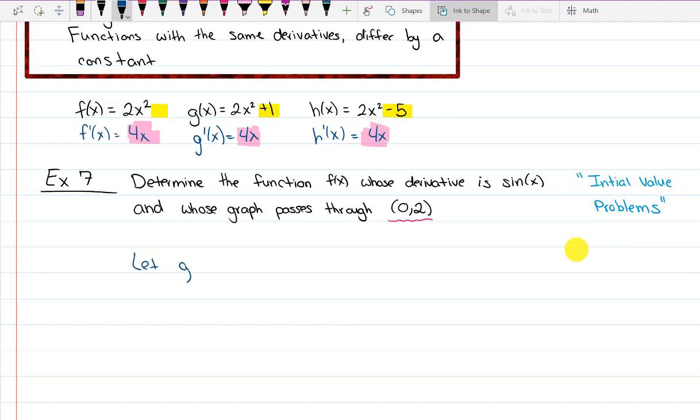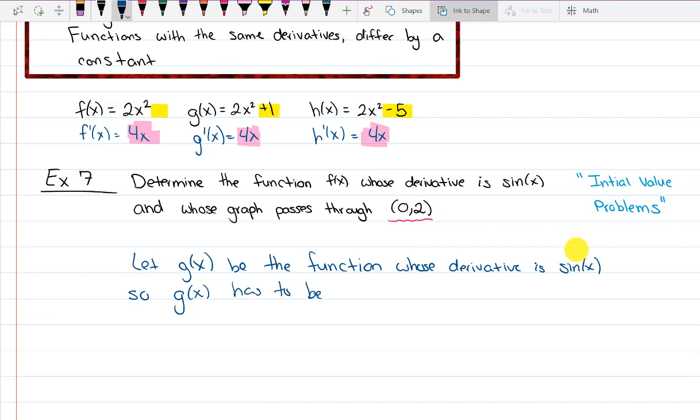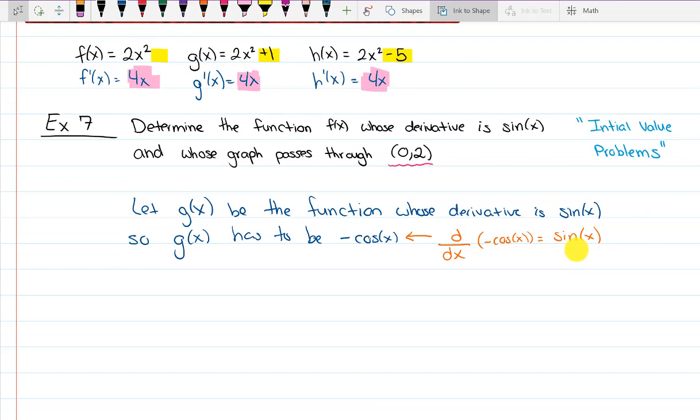So we're going to let g of x be the function whose derivative is sine of x. So this means that g of x has to be negative cosine of x. This is because the derivative of negative cosine of x is equal to sine of x. So what we're doing now is we're thinking about what we would take the derivative of in order to get what we want. This is going to be something called the antiderivative, which I will give you a definition for in a little bit.